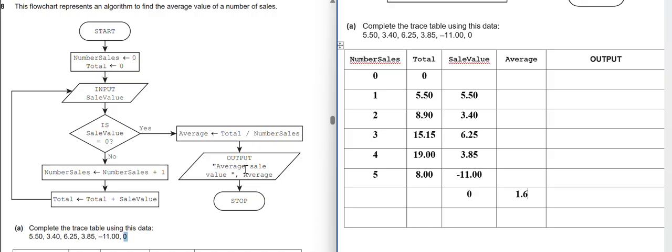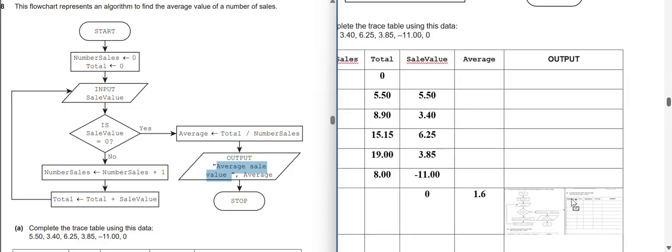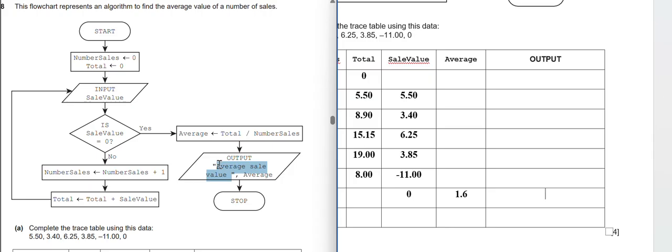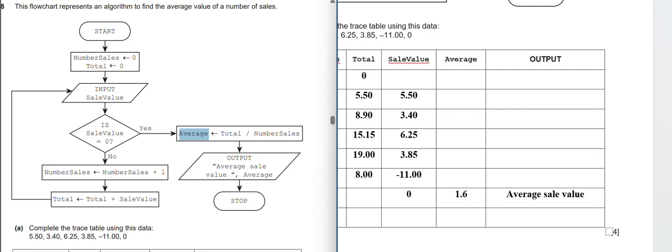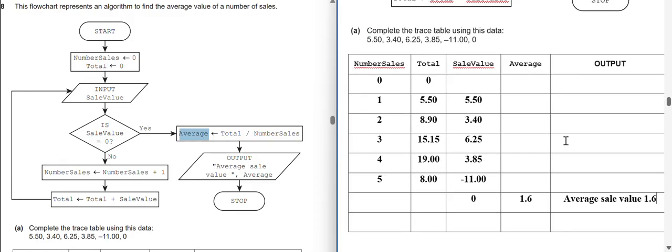Okay, and then we output the message. Now because we have a string over here, we need to output exactly how it's written. So I'm just going to copy this, and then paste this over here. So average sale value, and then we've got this comma, which means it's concatenating the variable called average, and in average we've got 1.6 saved. Okay, so average sale 1.6, and that is it. That's the completed trace table.